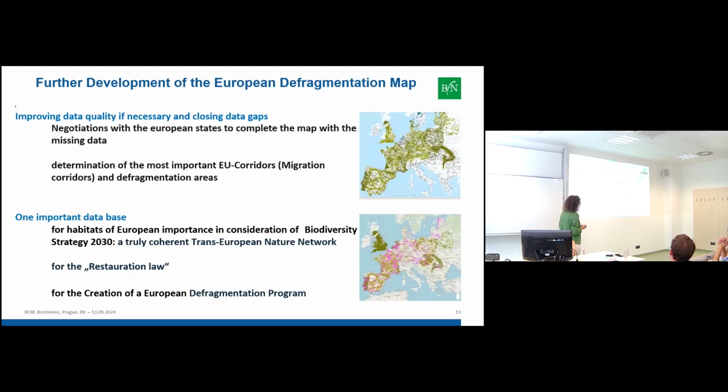So for the future development, what should be done with this map? We need negotiations with the European states to complete the map with missing data, but also to learn where the priorities of the planning are, for the determination of the most important EU corridors, but also for the defragmentation areas. The nations know much better what we have to do than we can know if we use the GIS. And it can be an important database for the trans-European network and for the restoration law also, and also for a European defragmentation program.